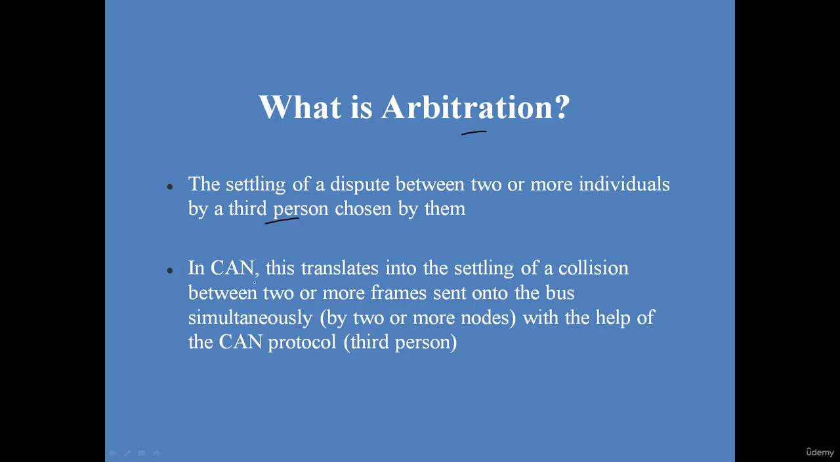So in CAN, this translates into settling a collision between two or more frames sent onto the bus simultaneously by two or more nodes with the help of the CAN protocol, that is, the third person. So this is your CAN bus. We have multiple ECUs communicating.